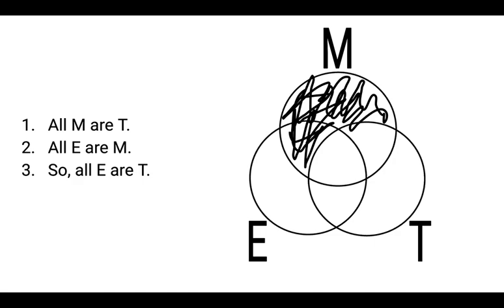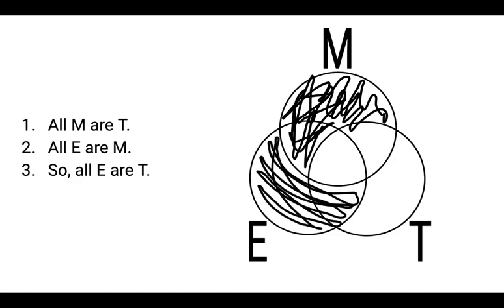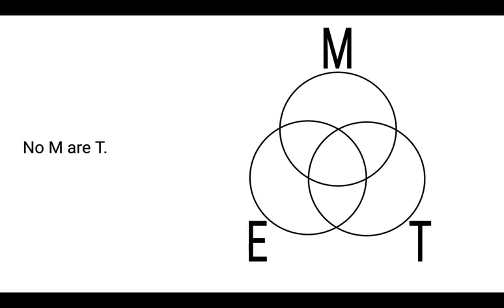The same thing goes for all E are M. Those 2 regions are now no longer in existence. As it turns out, the only region of E that exists is all completely inside of T. Okay. This is a good time to tell you what universal negatives look like. So whereas universal affirmatives are kind of like a moon shape, universal negatives are more football shape. That's how you diagram no M are T.